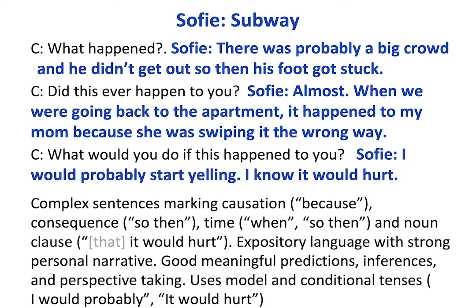So this is another complex sentence. Expository language with a strong personal narrative. I love this. They're also very socially and pragmatically appropriate because, of course, it was the mom doing the wrong thing. Good, meaningful predictions. She knows what she would do, how it might hurt her. And I just love the use of the modal and conditional tenses.